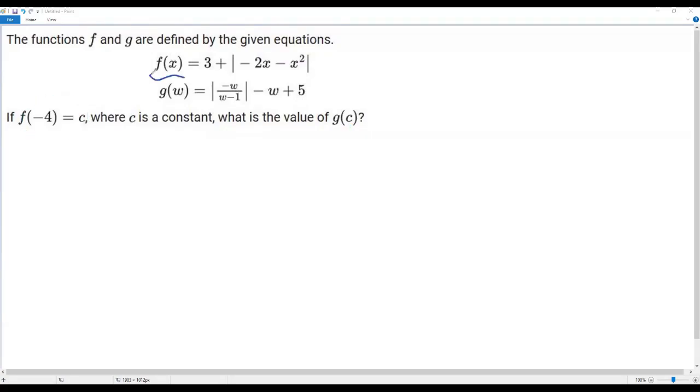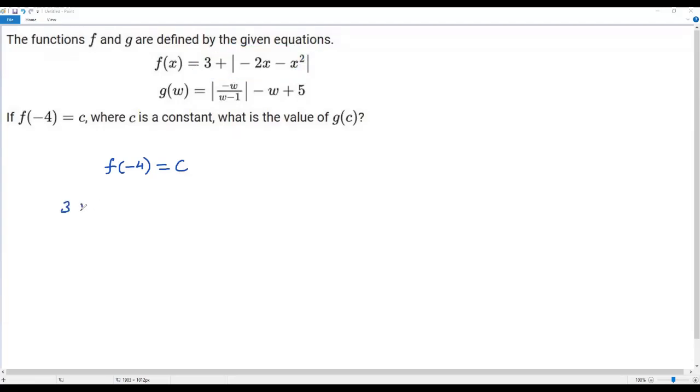That is, in the first function f of x, if I plug in x equals negative 4, the result I'm getting is equal to c. Okay, let me write this information. That is f of negative 4 equals c. Now let's evaluate the value of f of negative 4. For that, I have to plug in negative 4 for x into the first function.